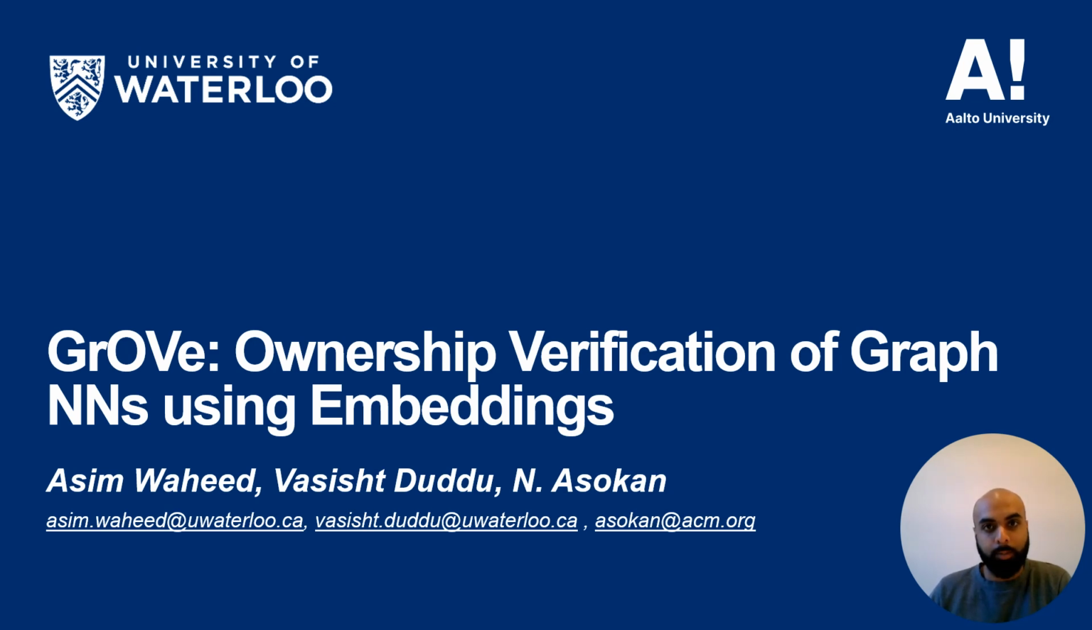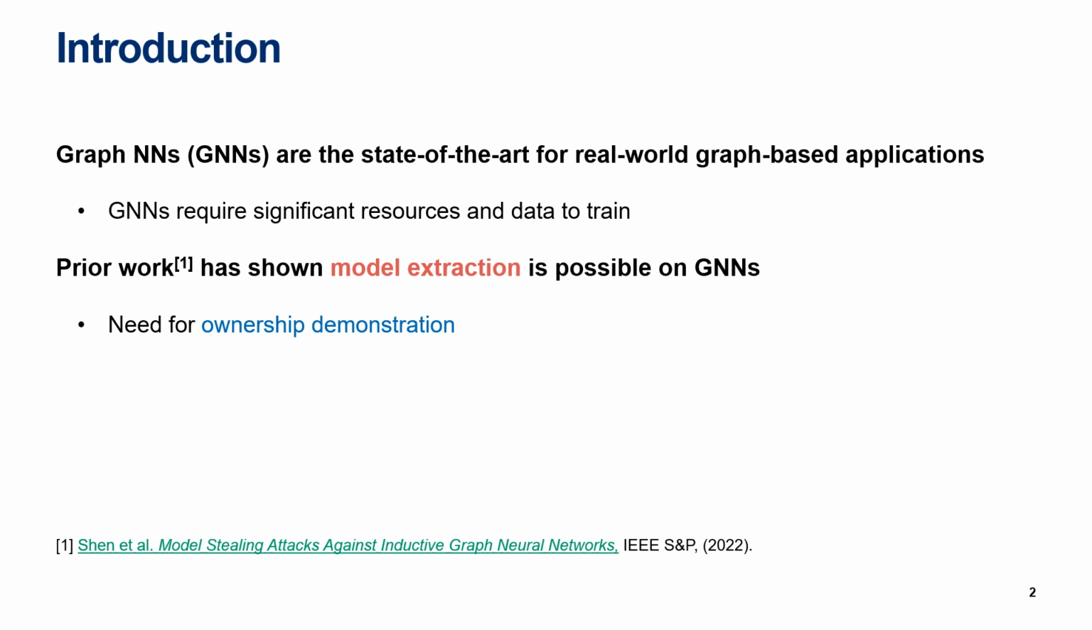Graph neural networks, or GNNs, are the current state-of-the-art for real-world graph-based applications. Many companies such as Twitter or Facebook use them to model their social graphs. However, prior work has shown that model extraction is possible on GNNs, and thus there is a need for ownership demonstration.